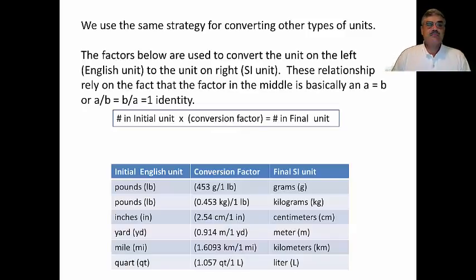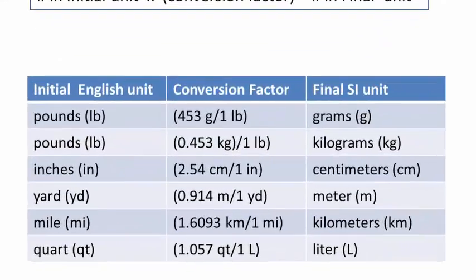Now we use this same strategy for converting other types of units. The table below gives a number of these conversion factors, where the unit on the left is the English unit, the one we in the United States are more familiar with: pounds and inches and yards and miles and quarts. Whereas on the right, we have what are called the SI units, which are more commonly used in just about all other countries in the world: grams, kilograms, centimeters, meters, kilometers, and liters. And in the world of science, we use these SI units.